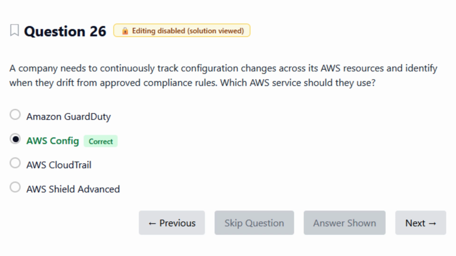Why the others are incorrect. Amazon GuardDuty focuses on threat detection, not configuration compliance. AWS CloudTrail records API activity, but it does not evaluate compliance rules. AWS Shield Advanced protects against DDoS attacks, not configuration drift. So remember, configuration tracking plus compliance rules equals AWS Config.